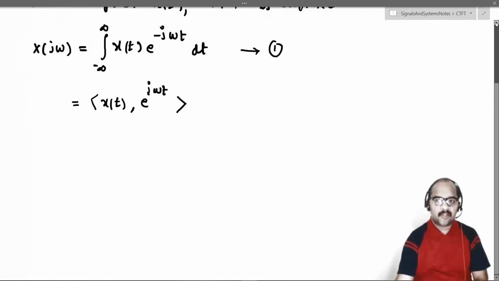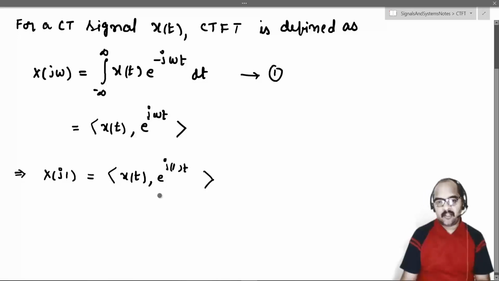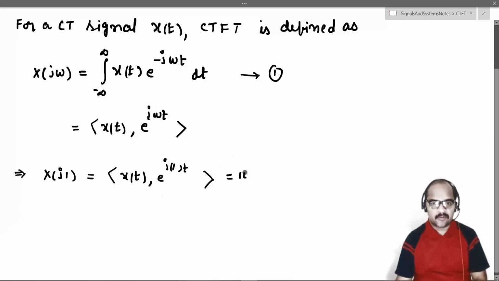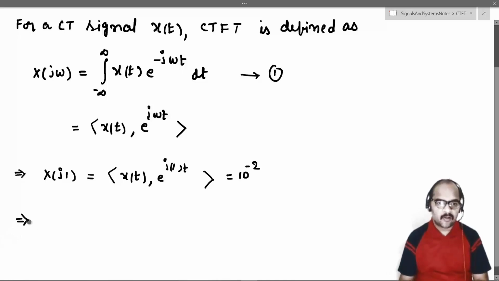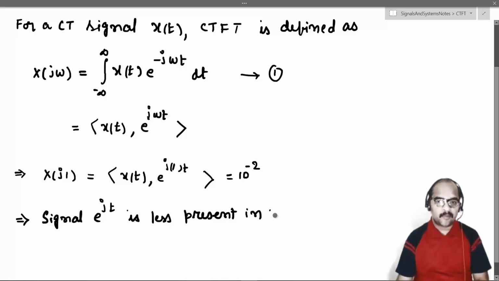So what does this mean? For example, I take X of j1, which is the dot product between x of t and e power j1 times t, meaning the frequency of the signal is 1 radian per second. Let's assume that this is 10 power minus 2. This implies the signal e power jt, because e power j times 1 into t is e power jt, is less present in x of t.